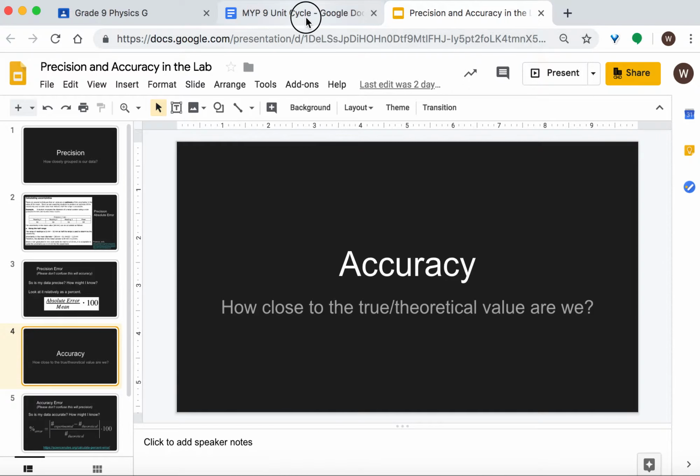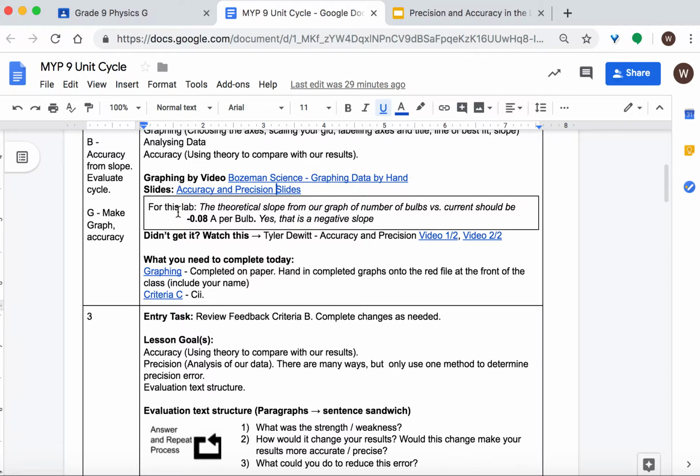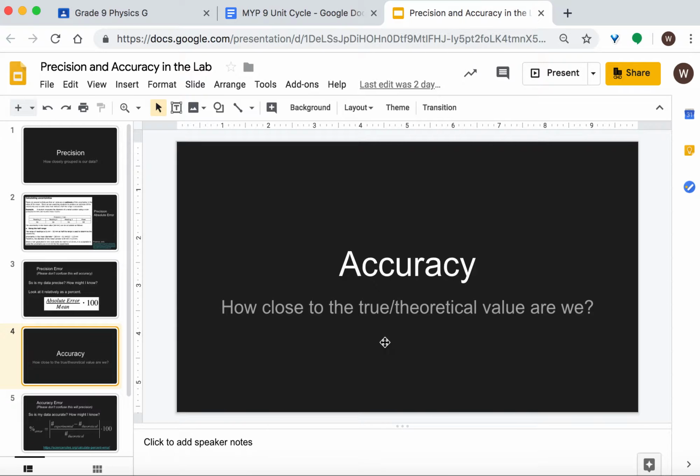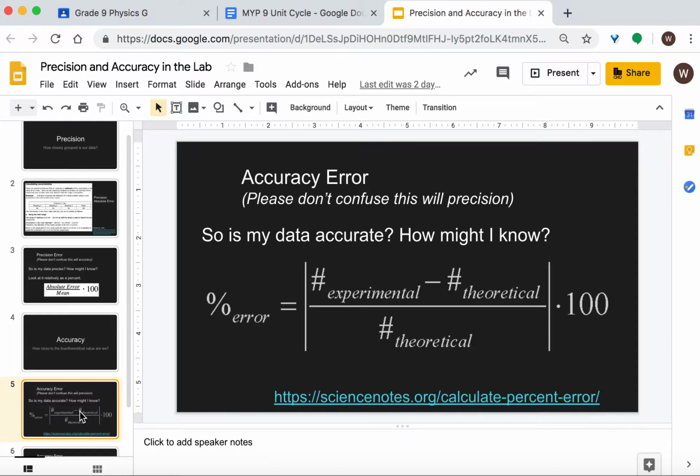Where am I going to find it? Unit cycle. It's right here. So I now know the true theoretical value, and you've already calculated your slope, which is your experimental value. I go down one slide, and I'm going to get a new equation. This is my accuracy error, my percentage error. That's actually how we measure accuracy.